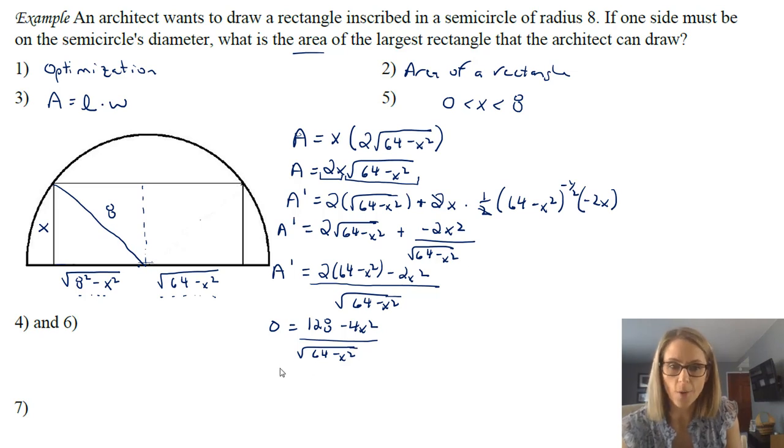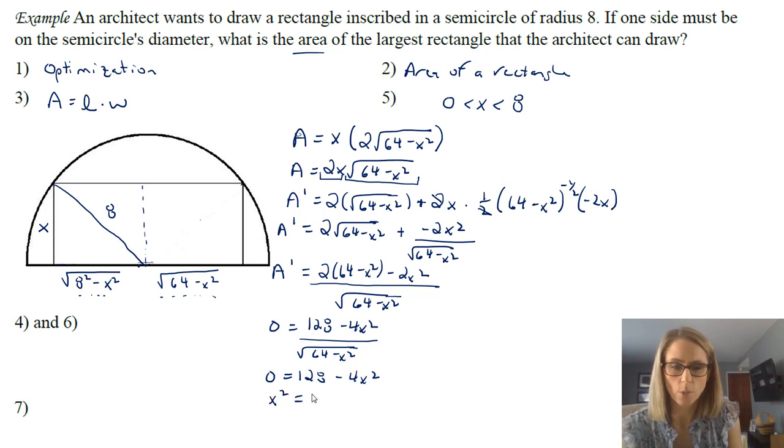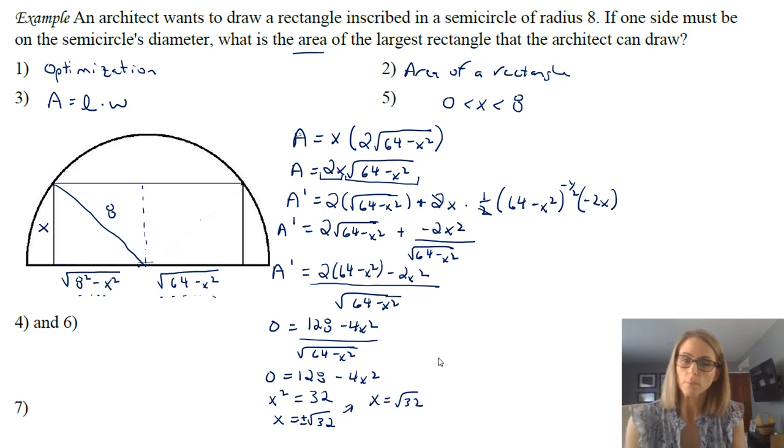And just like always, we just need that numerator to be equal to 0. That implies, when is the numerator equal to 0? Which, if we bring the 128 to both sides and divide, which I'm doing just due to space issues here, we get x squared equals 32. So therefore, x equals the square root of 32, plus or minus, but we can't have the negative because we have our restrictions on x. So x equals the square root of 32.